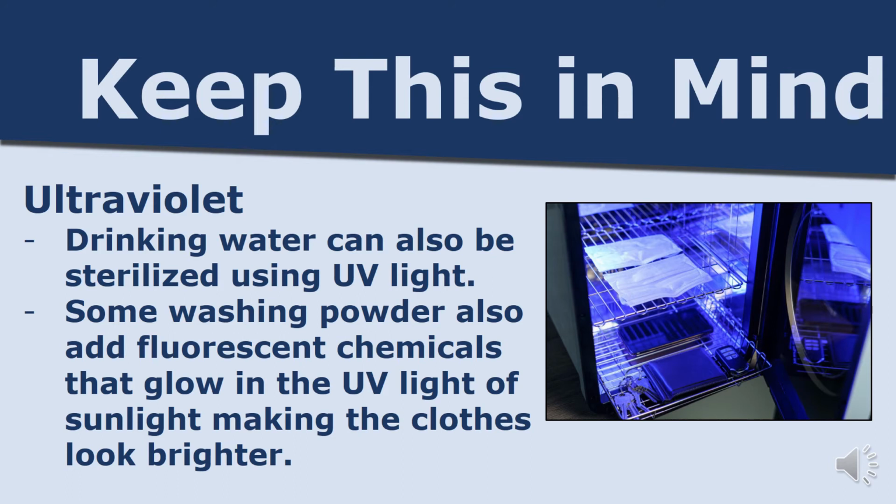Drinking water can also be sterilized using UV light. Some advanced countries have also made use of UV light to disinfect surfaces and objects during the pandemic. In Japan, there is a robot that disinfects offices after working hours using UV light. Some washing powder also add fluorescent chemicals that glow in the UV light of sunlight, making the clothes look brighter.